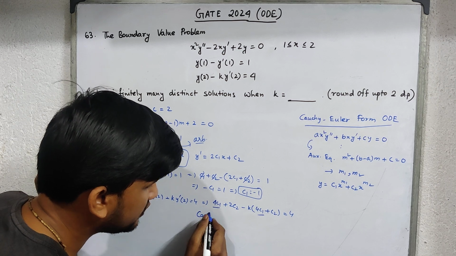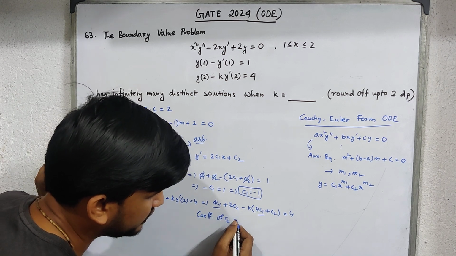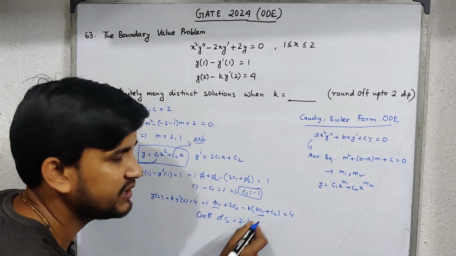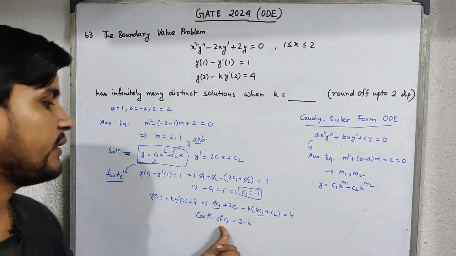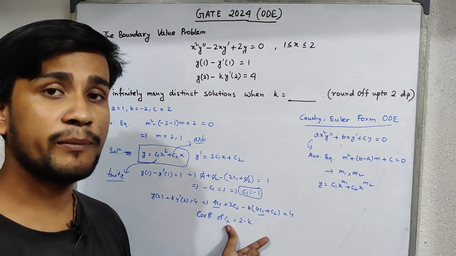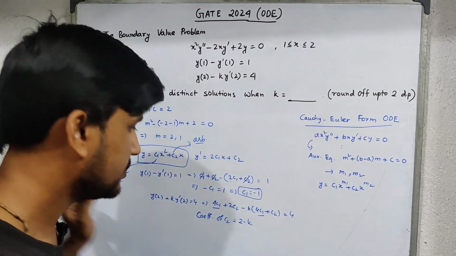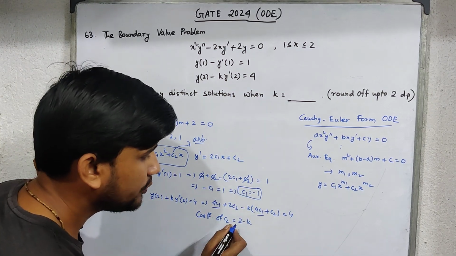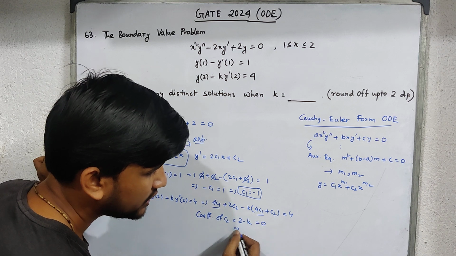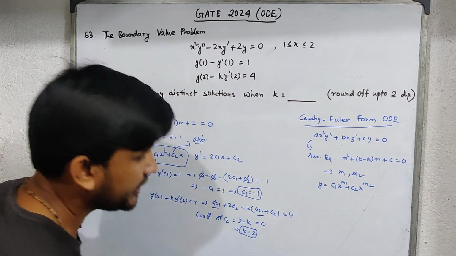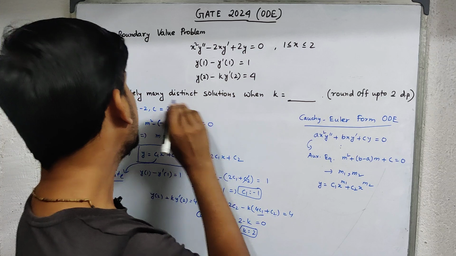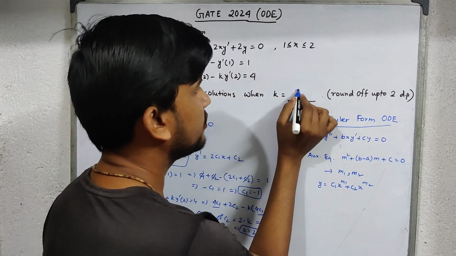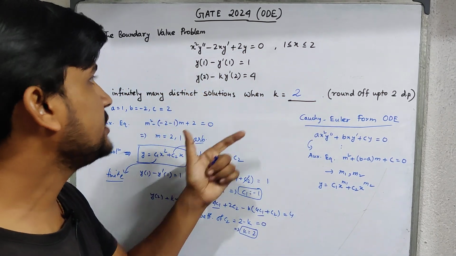Now the coefficient of c2 equals 2 minus k from this equation, and c2 will vanish only when the coefficient of c2 is 0. If we put 2 minus k equal to 0, then we get k equals 2. So this equation has infinitely many distinct solutions when k equals 2.